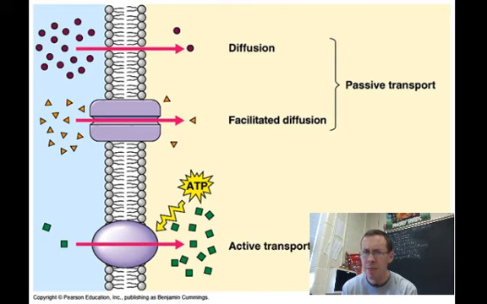So those are the 3 types of transport: diffusion, facilitated diffusion, and active transport. Both diffusion and facilitated diffusion require no energy and go from high to low concentration. And active transport goes from low to high concentration and therefore requires ATP. So hopefully you understand a little bit more about the different types of diffusion.